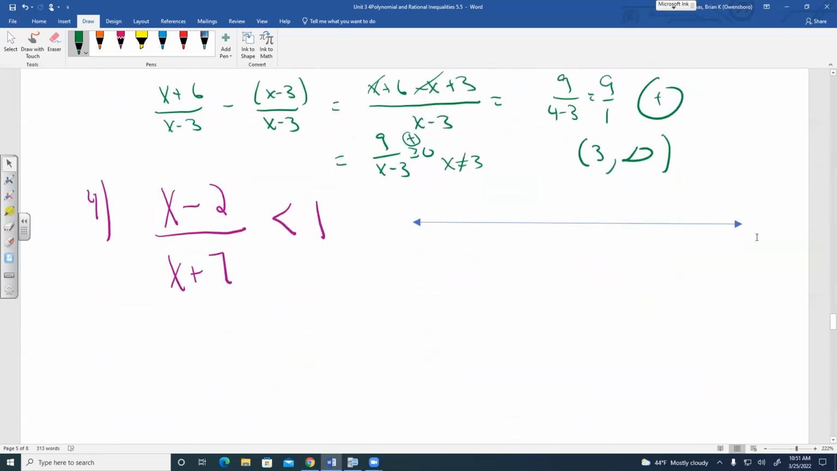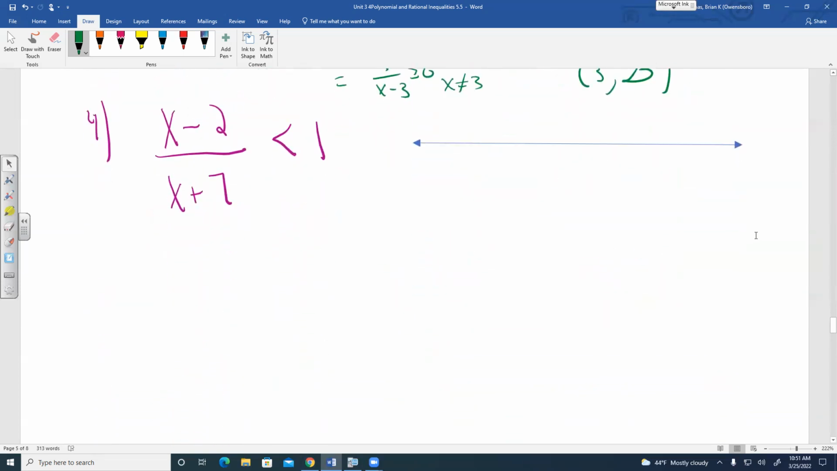So let's look at number 4. x minus 2 over x plus 7 is less than 1. Again, since we have a 1 here, we can't just go with it. We have to set this to 0. So I have x minus 2 over x plus 7 minus 1 is less than 0.